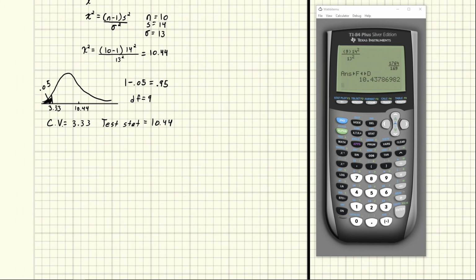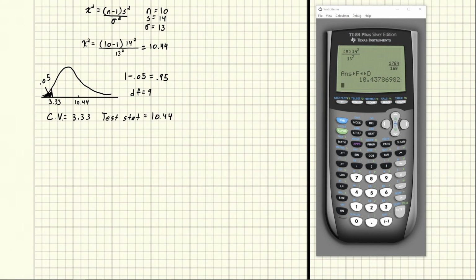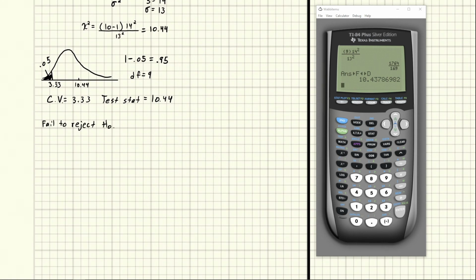All right, so now let's actually make our decision here about the null hypothesis. So we landed in the unshaded area over here at 10.44, which is very, very safe. So we fail to reject the null hypothesis. So that's what we do with that one.